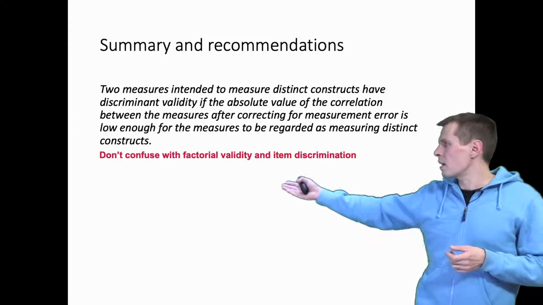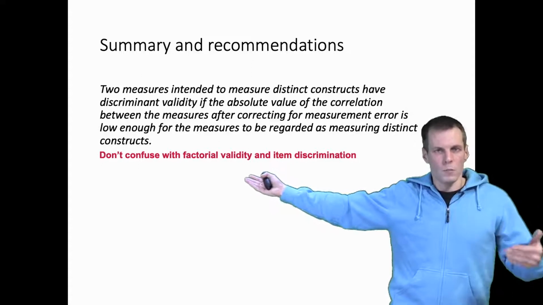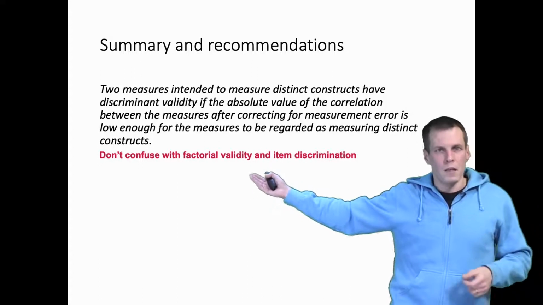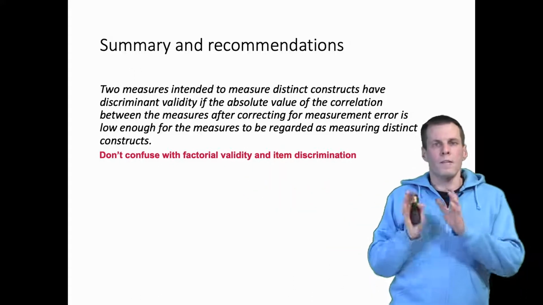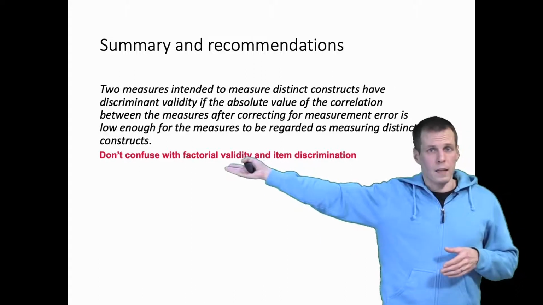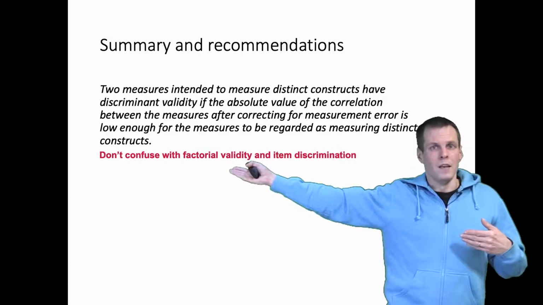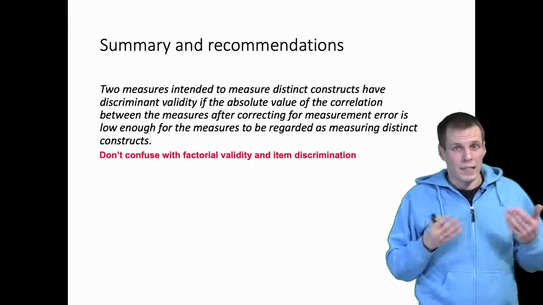So factorial validity basically refers to whether an item measures what it is supposed to measure and not something else. This is a term that predates discriminant validity, and if the original authors wanted to say that discriminant validity is more like a generalization of factorial validity, they have probably said so.